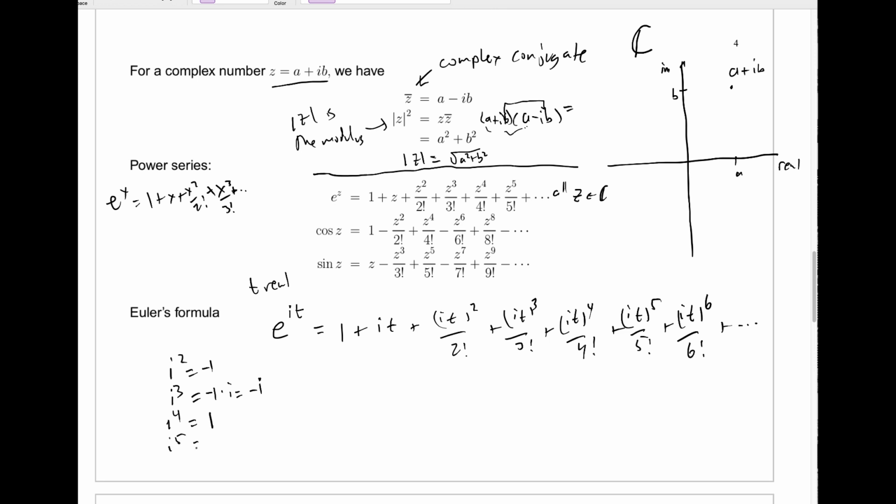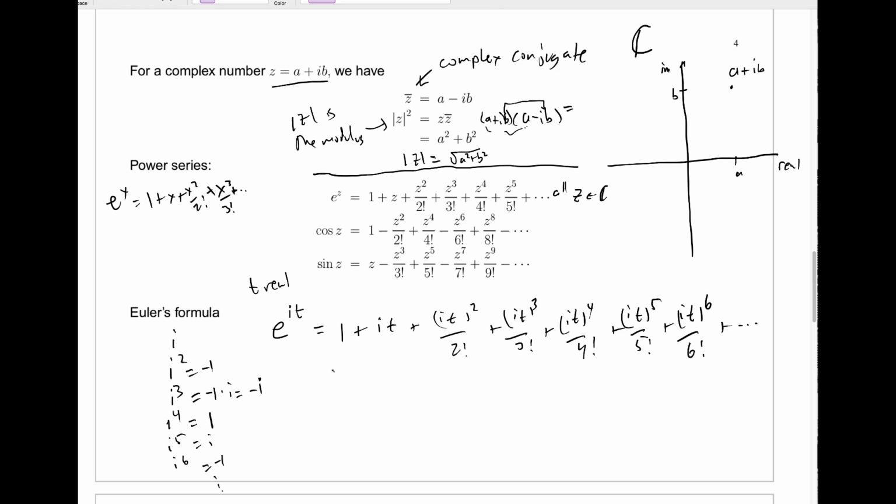I to the 5th is I, then I to the 6th is -1, etc. So it goes in a cycle from I to -1 to minus I to 1 to I to -1 to minus I to 1 as you just increase powers of I.